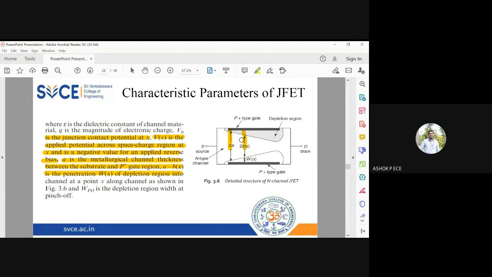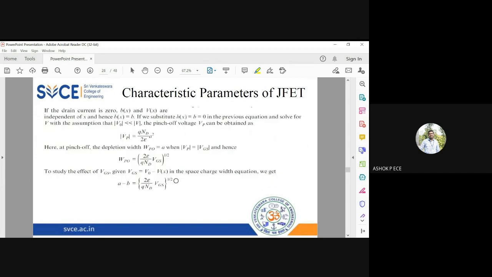And as you move in this direction, which is going to be x, this B of x will vary. And accordingly, every time you do A minus B of x, you will find the depletion region width. Okay, so now you'll see the pinch off voltage is given by QND.